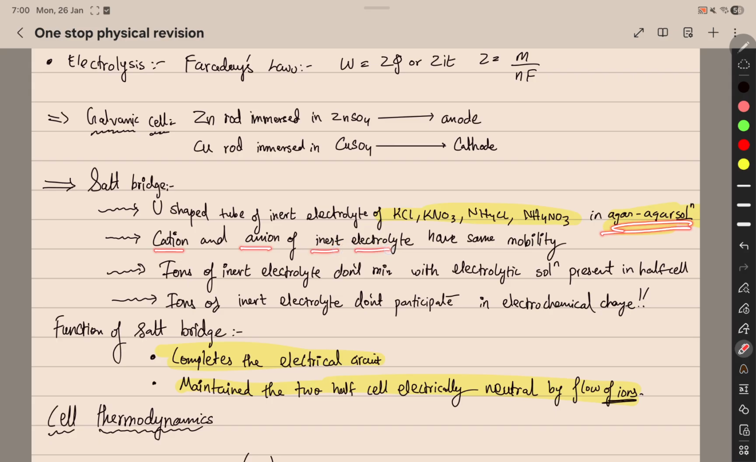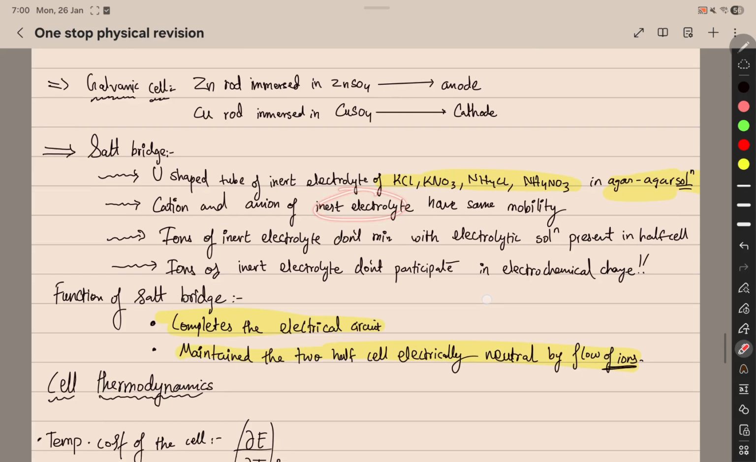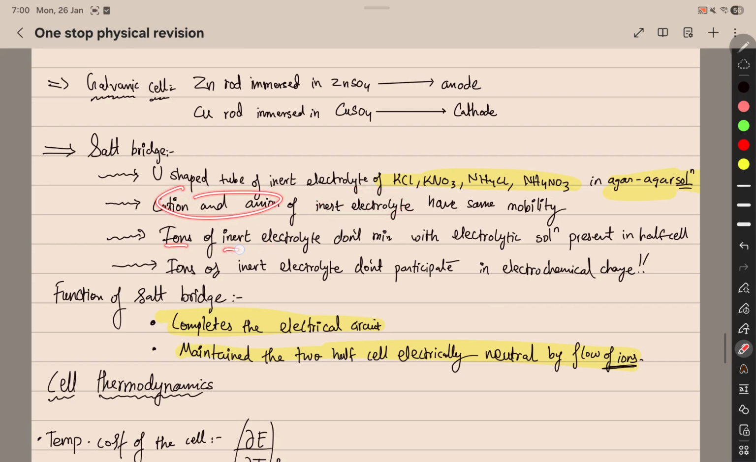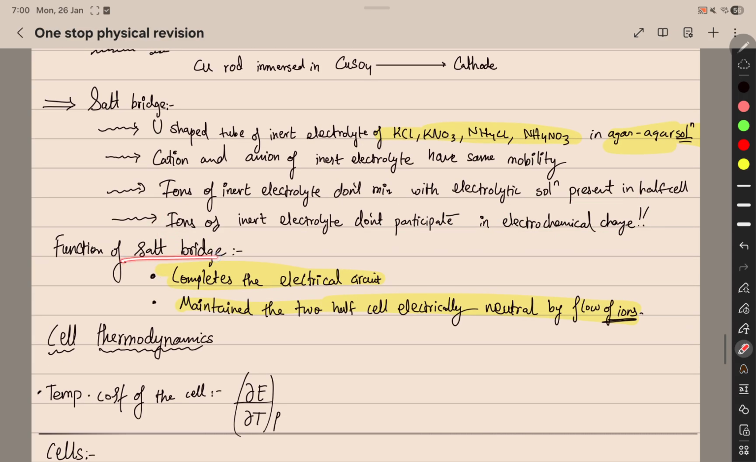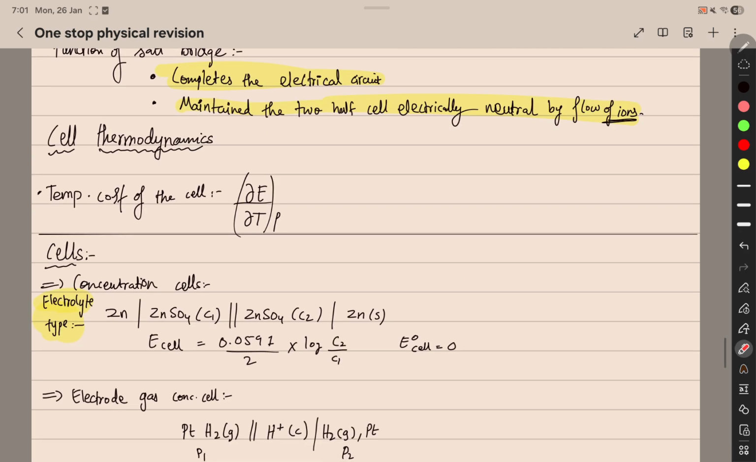The cation and anion of the inert electrolyte have the same mobility. Ions of inert electrolytes do not mix with the electrolytic solution present in the half cell, which is kind of obvious. Ions of inert electrolyte do not participate in the electrochemical change, which is also obvious. Functions of the salt bridge: completing the electrical circuit, which I'm pretty sure everybody knew, and maintaining the two half cells electrically neutral by the flow of ions. That's how you have to remember it.